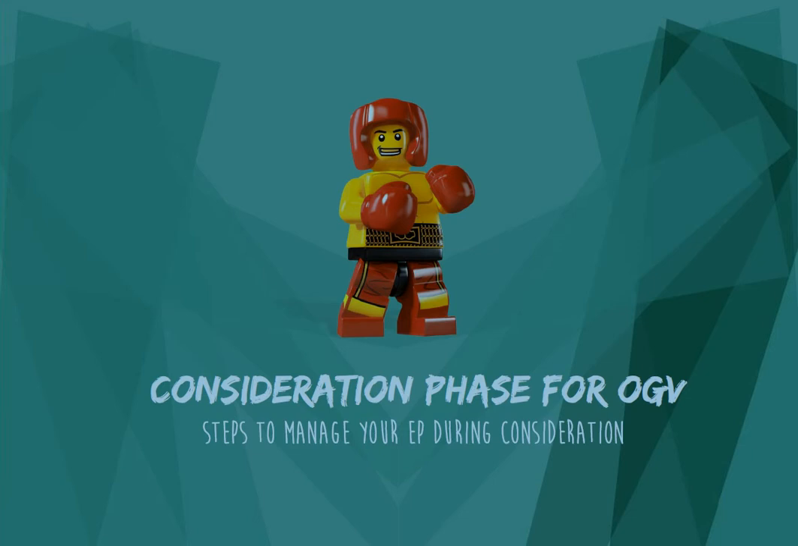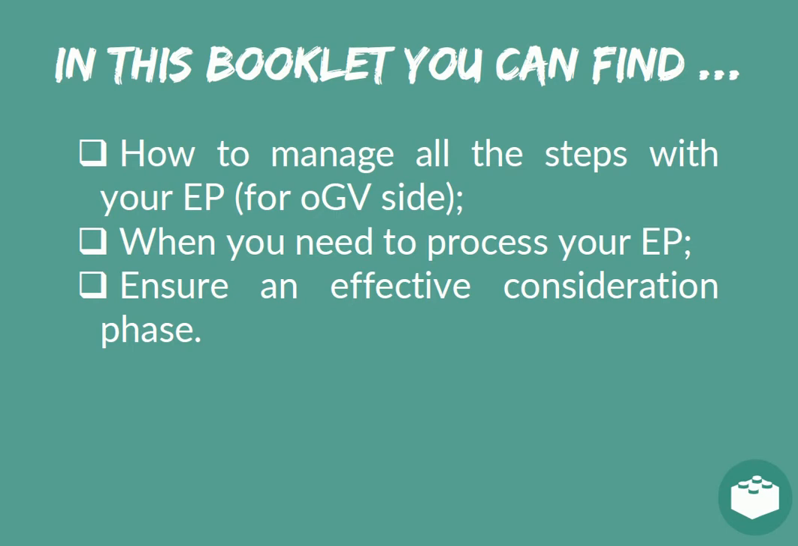Now we are going to talk about the consideration phase for oGV. What are the steps to manage your EP during the consideration phase? Basically, in this booklet you are going to find how to manage all the steps with your EP, from the sign up until the approval, when you need to process your EP. What are the times that you need to ensure that your EP is going to have a fast process, and how can we ensure that this phase is effective?